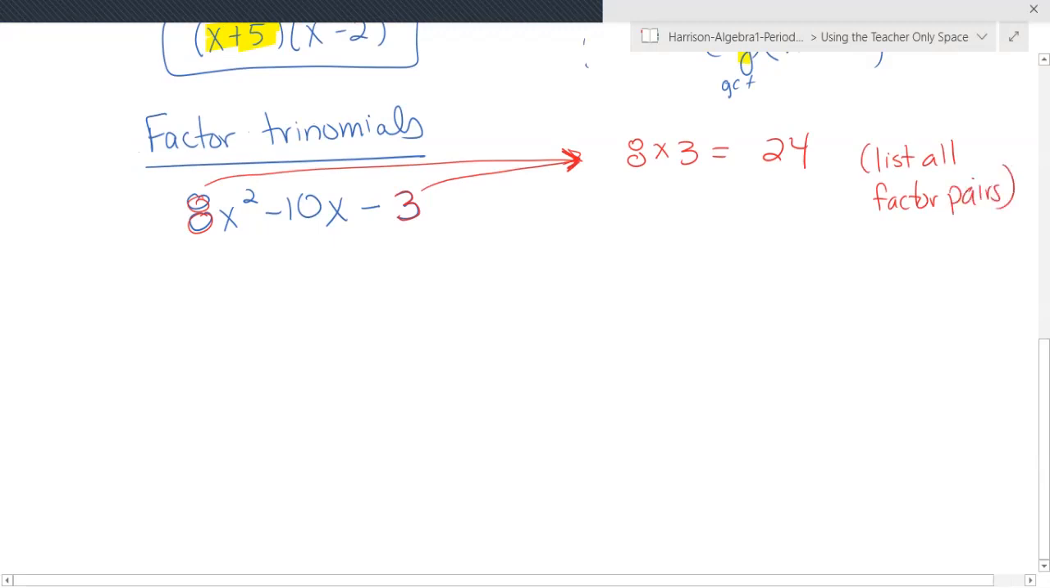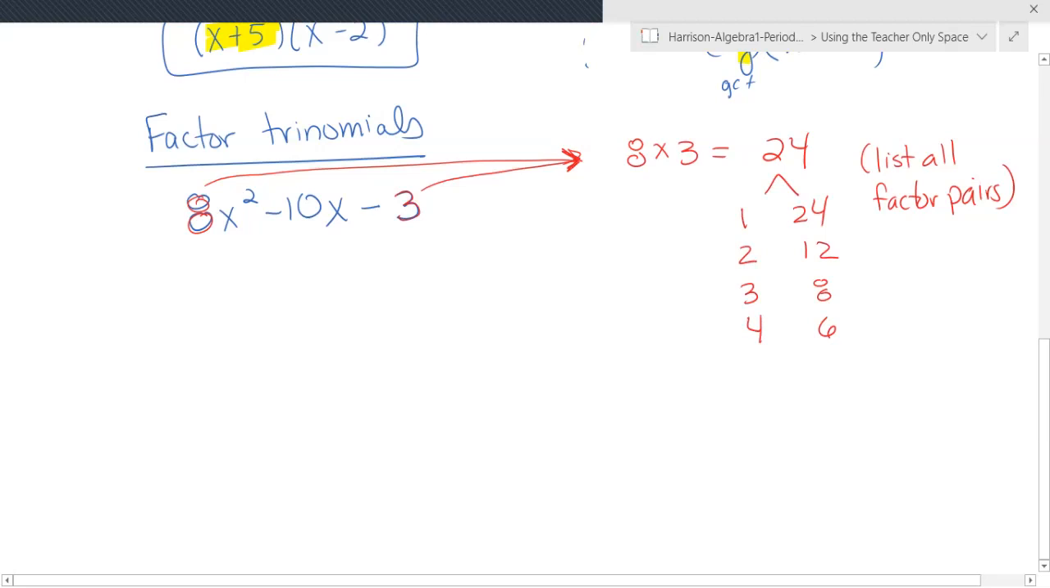List all the factor pairs. What does that mean? What times what would give us 24? So of course, 1 times 24. We could have 2 times 12, 3 times 8, 4 times 6, and then that's it. We would run out after that point. I think I got them all.